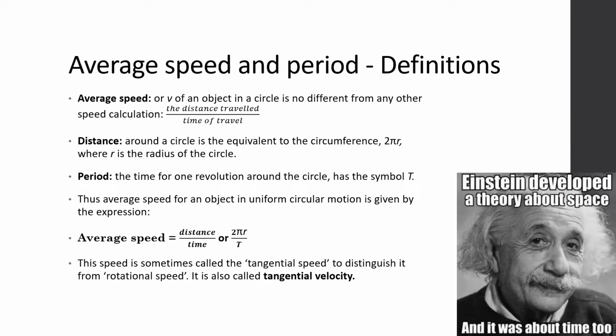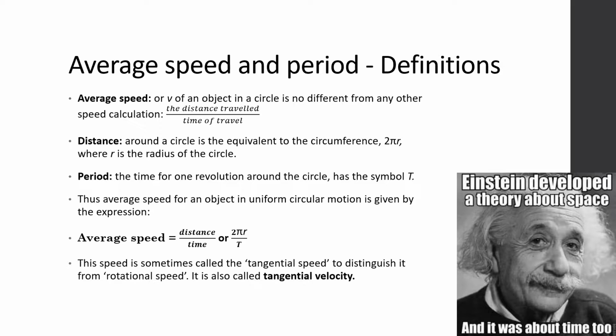Okay, so to help us get some grounding in what we're going to cover, let's think about definitions. So average speed, or v, of an object in a circle is no different to speed in any other situation. It's the distance travelled divided by the time of travel. Distance in the case of the circle is how far you travel as you move around the circle, and it's equivalent obviously to the circumference, which is given by 2 pi r, where r is the radius of the circle.